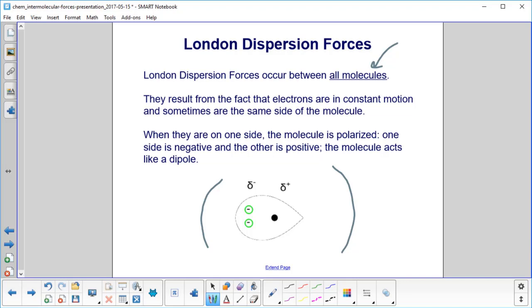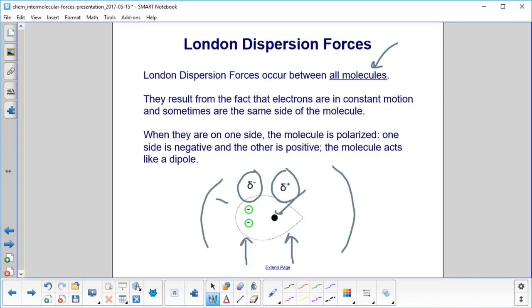Two electrons, and instead of being equally spaced around the nucleus, here's your nucleus right there, they're both on the same side. So we now have a polarized molecule. One side is negative, that's this side, and the other side is positive. Now, since this doesn't occur all the time, because just as easily as the electrons are over here on the left, they can move back to the right, you have something called a partial charge.